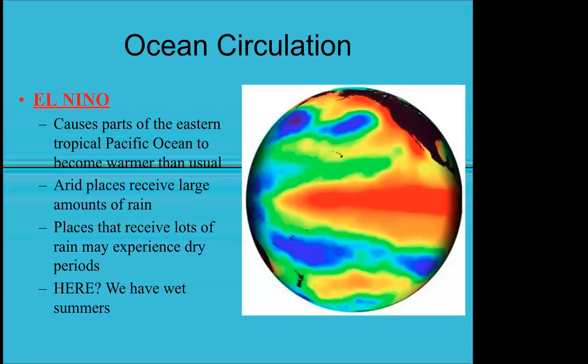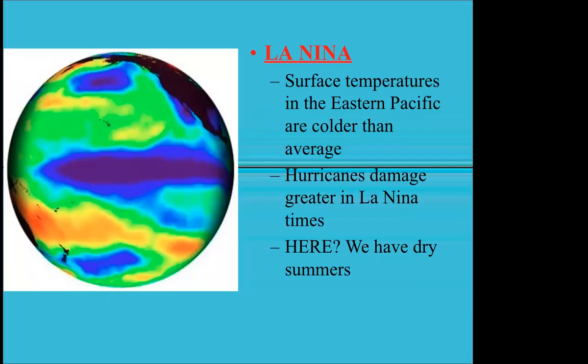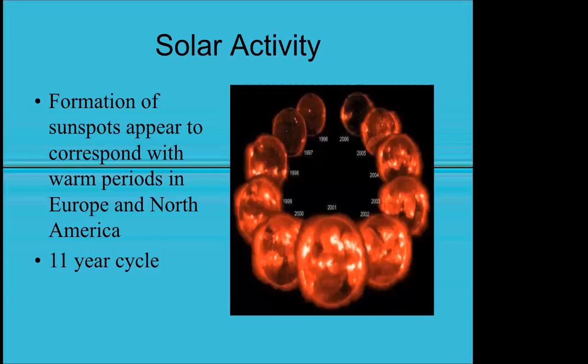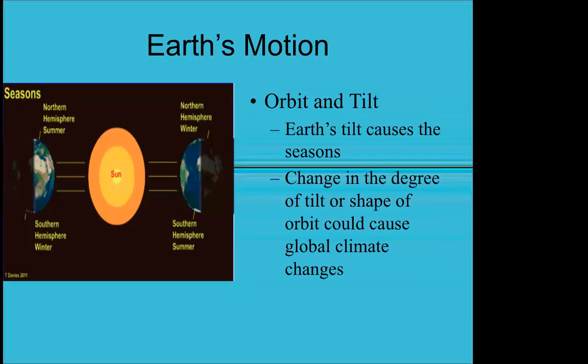So the big difference is El Nino, okay, wet summers, warmer than usual. La Nina, colder than the average, dry summers. Those are the big pieces there. Next is solar activity. This is the formation of sunspots that appear to correspond with warm periods in Europe and North America, and these run on an 11-year cycle, okay?